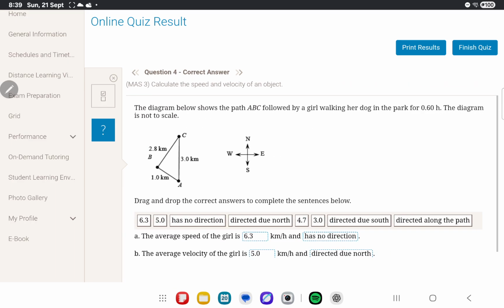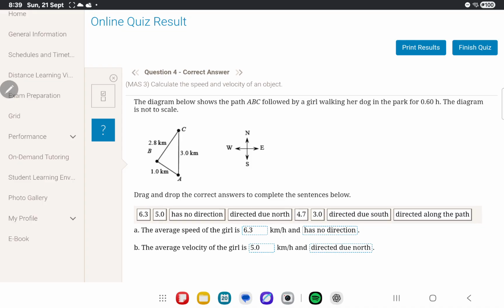Question 4. The diagram below shows the path ABC followed by a girl walking her dog in the park for 0.6 hours. The diagram is not to scale. So she took this path, A to B and then B to C. Now, keep in mind, this doesn't mean that she went from A to B, then B to C, and then C to A. No, she didn't do the full triangle. They included this measure for A to confuse you and B for a specific reason.